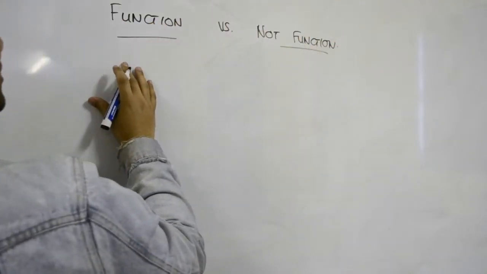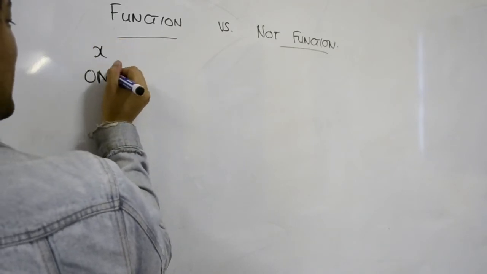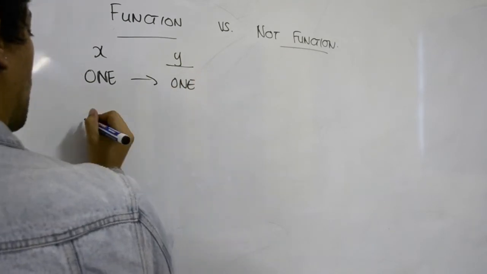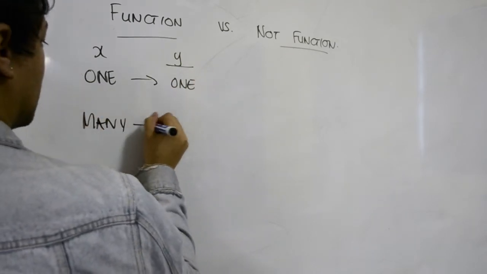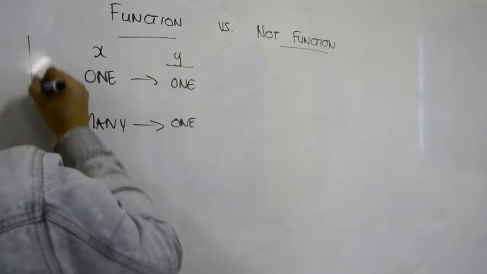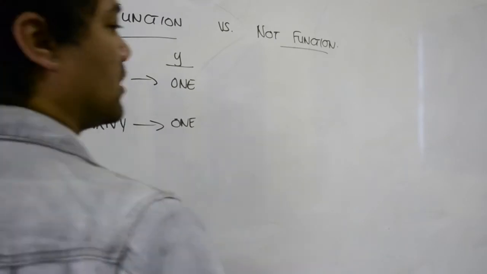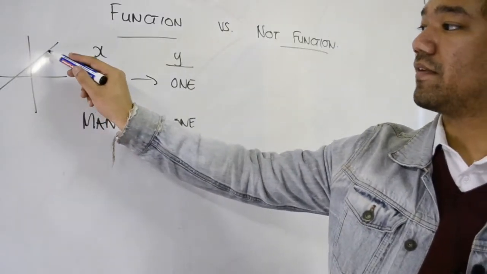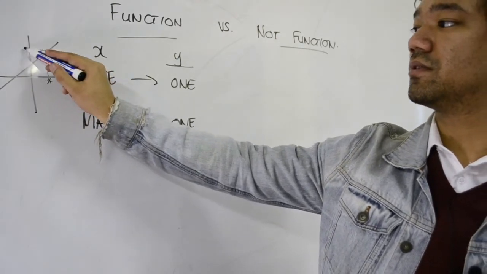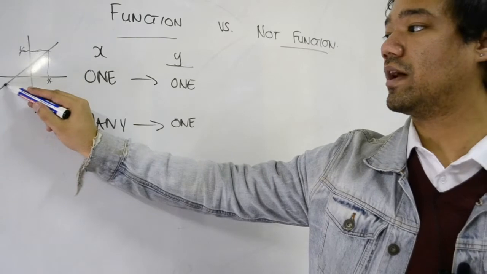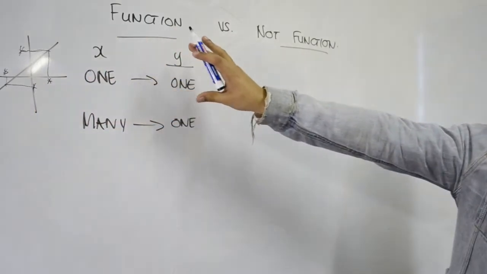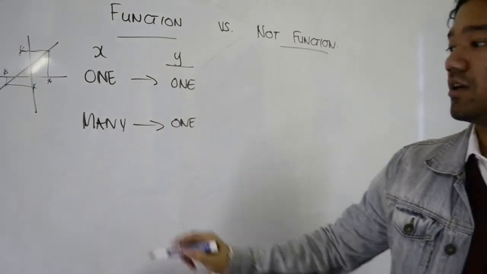A function is when we either have one x value mapped to one y value, or many x values mapped to one y value. An example of the first would be a straight line function. One x value matches to one y value. This is a function. An example of the bottom one would be a parabola.